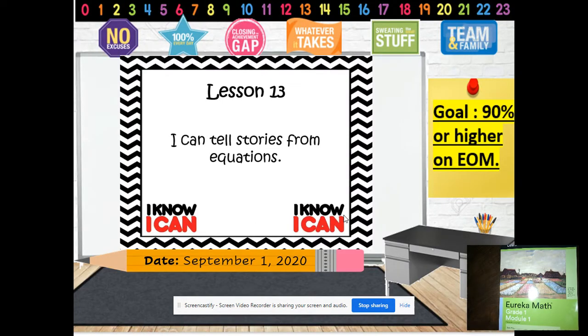So today we're doing lesson 13, and our objective of the day is I can tell stories from equations. That means that from a number sentence, which is also an equation, you're going to be able to tell a story, just like the stories we've been working out.